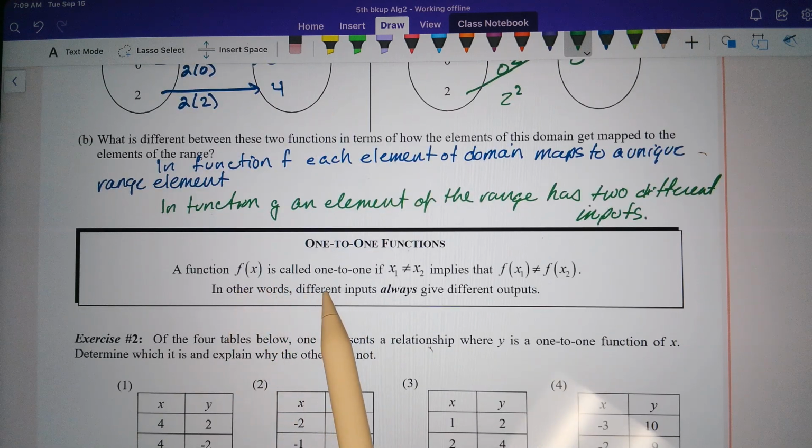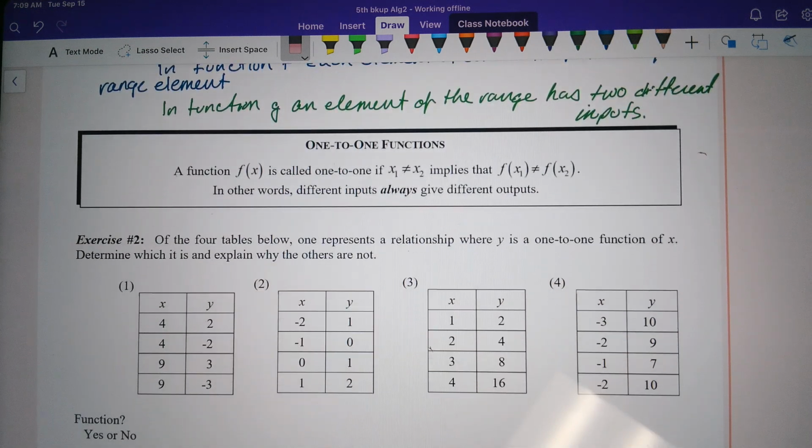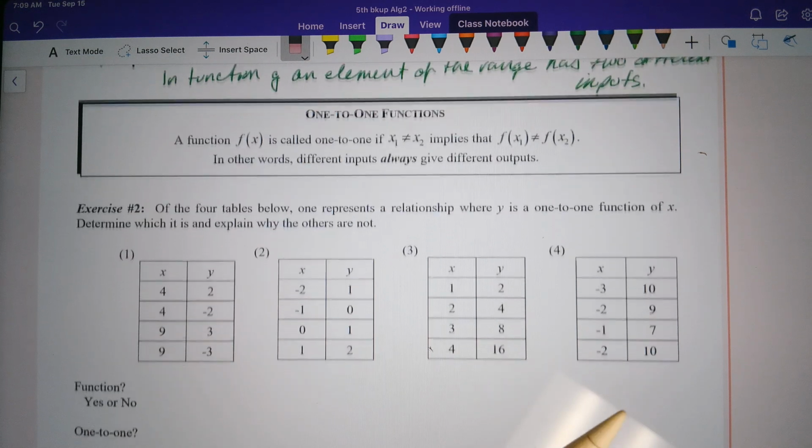A function f of x is called one-to-one if x1 does not equal x2 implies that f of x1 does not equal f of x2. In other words, different inputs always give different outputs. Exercise number 2: of the 4 tables below, 1 represents a relationship where y is a one-to-one function of x. Determine which it is and explain why the others are not.